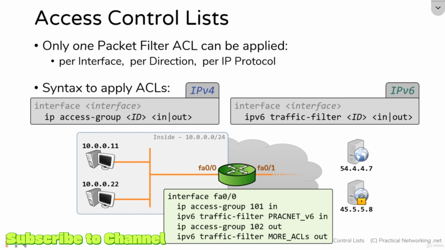And so that wraps up this video discussing how to apply access lists to an interface. In the next video, we'll be answering the age-old question of where you should apply your access list. Specifically, we're going to unpack the ideas of applying access lists closer to the source or closer to the destination.